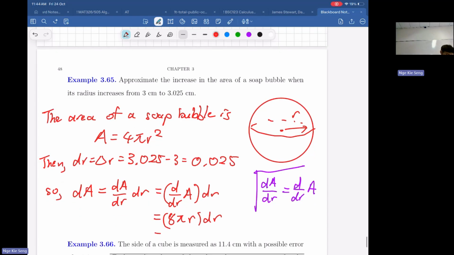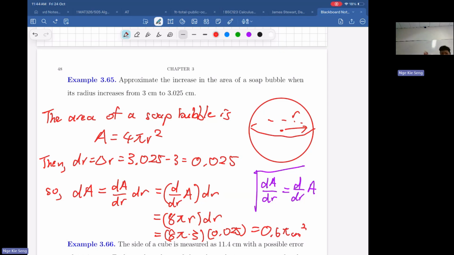But then where did you make your tangent line? You make your tangent line at r equals 3, and then dr is 0.025. So altogether you get 0.6 pi cm squared.